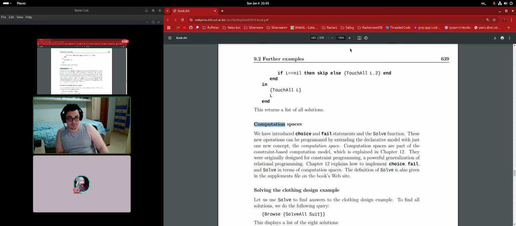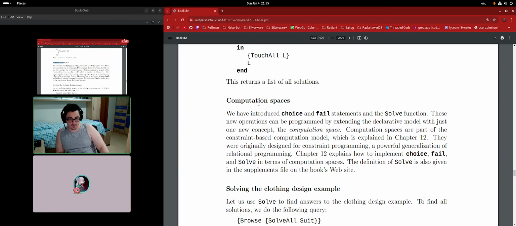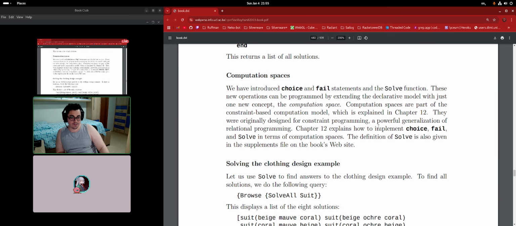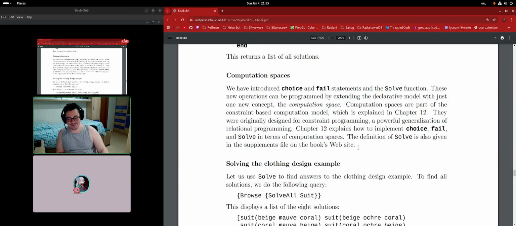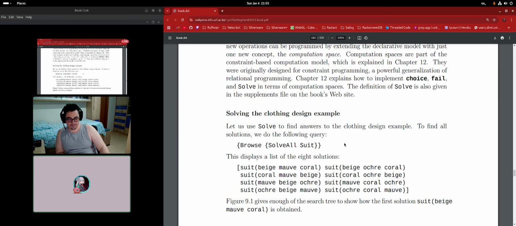And then we have computation spaces. So we introduced that, and now we need to introduce what a computation space is. Computation spaces are part of the constraint-based programming computation model, which we don't know yet because it's chapter 12. They are originally designed for constraint programming, a powerful generalization of relational programming. So essentially, we're not going to tell you. This is for the future. We have to see that later.